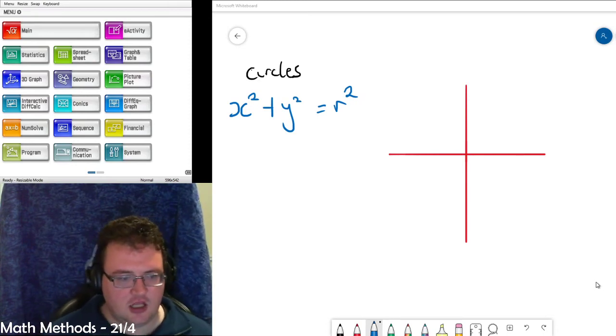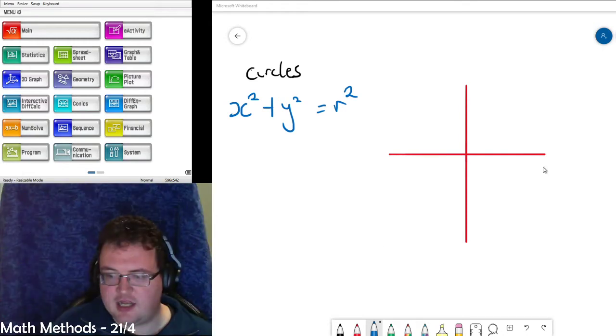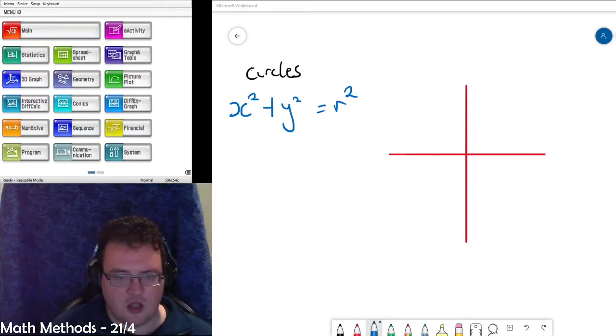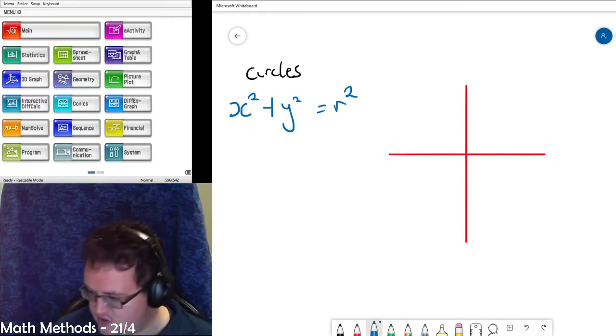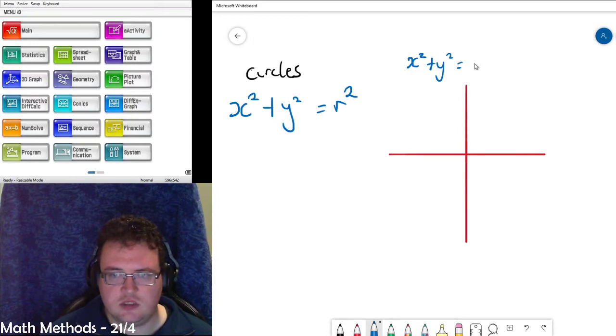So as you can see here on my whiteboard, I have a general equation, x squared plus y squared equals r squared. Now the thing that's interesting about these graphs is that they are not single lines, they are actually full circles. So if I draw, okay, it's going to be x squared plus y squared equals 4. Well, we know that 4 is also 2 squared.